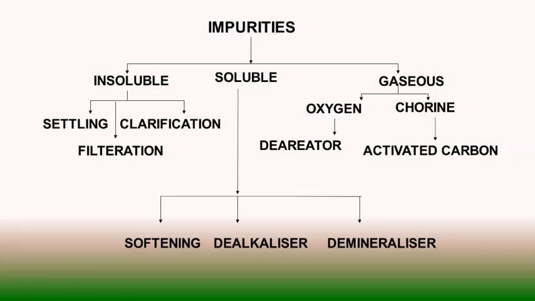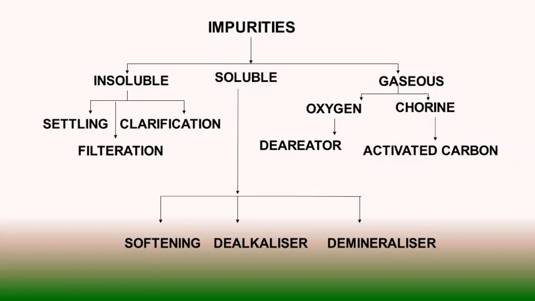Now, suspended solids are substances that exist in water as suspended particles. They are usually mineral or organic in origin. These substances are generally not a problem as they can be filtered out. That's why we have pretreatment facilities like filtration, settling and clarification to remove these suspended solids.